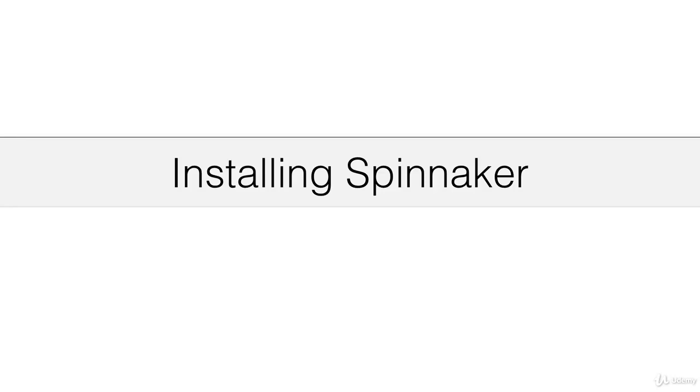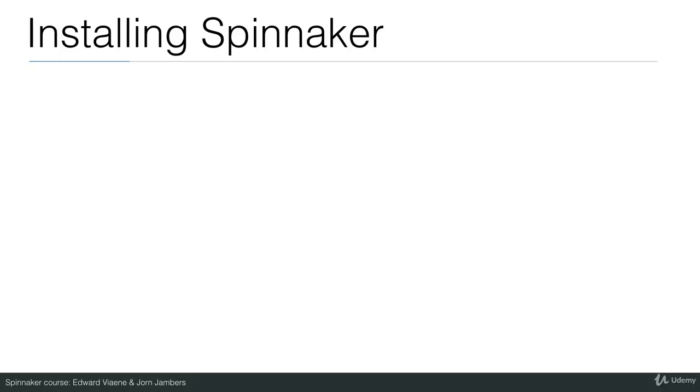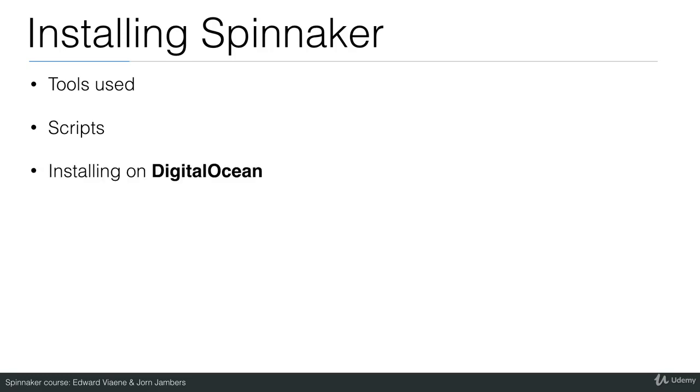In this lecture, we'll be installing Spinnaker. I'm going to go over the tools used to install Spinnaker. In these lectures, we're also going to be using some scripts. We've built these little scripts for your convenience. We're going to be installing Spinnaker on DigitalOcean and enable authentication using GitHub. This is required as Spinnaker won't be able to start by default if it hasn't authentication enabled.